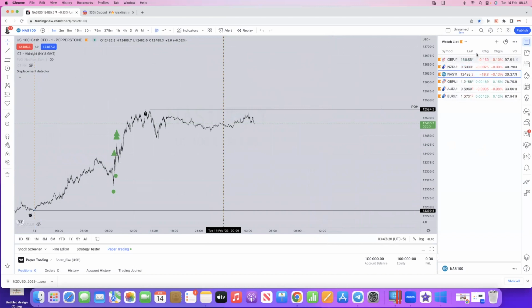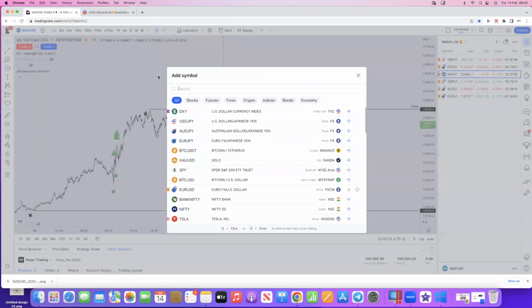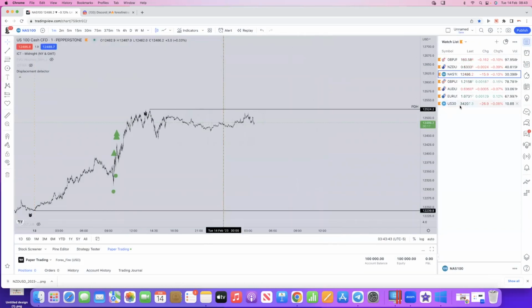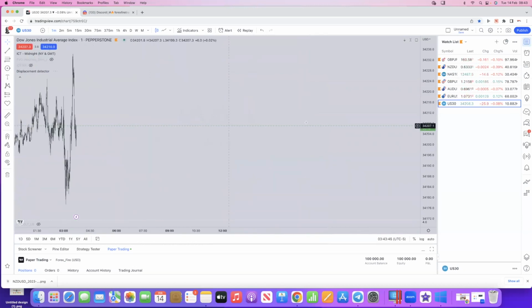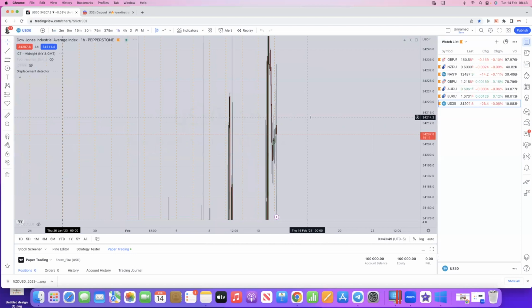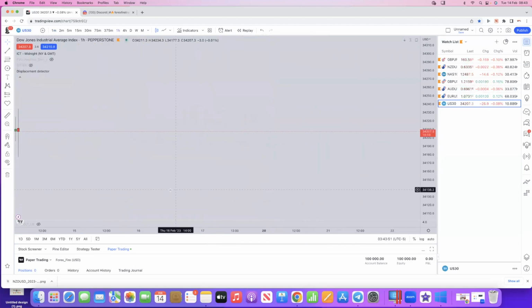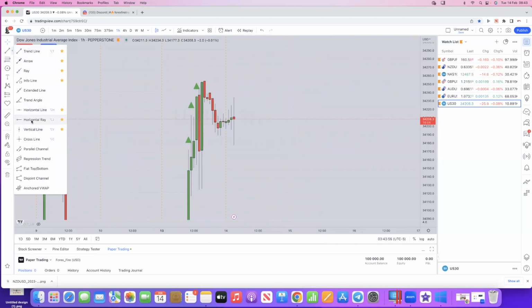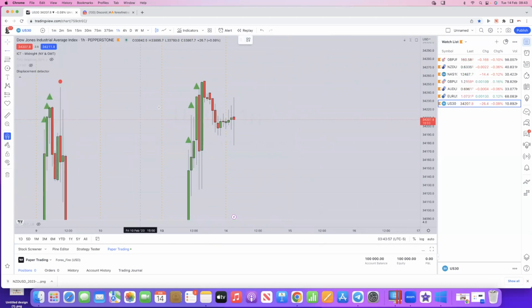And then from there, I think I'm actually going to add in the US 30, to be honest. Let's add this in because I like to trade the US 30. Let's just take a look at this. We'll go up to 1 hour. Horizontal ray, we'll get this on. We'll get yesterday's high.